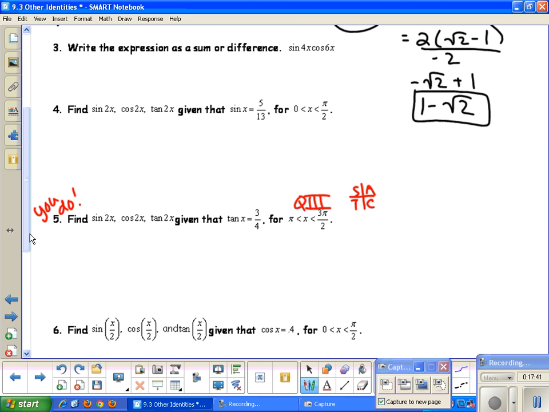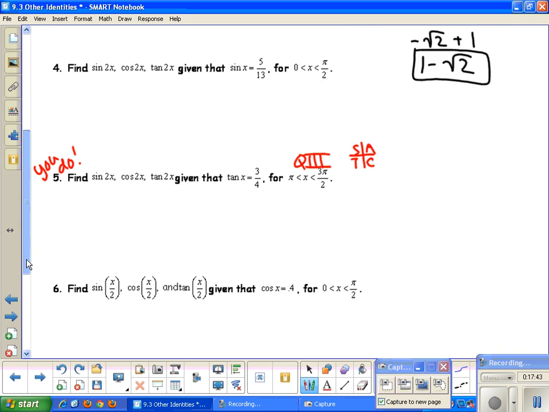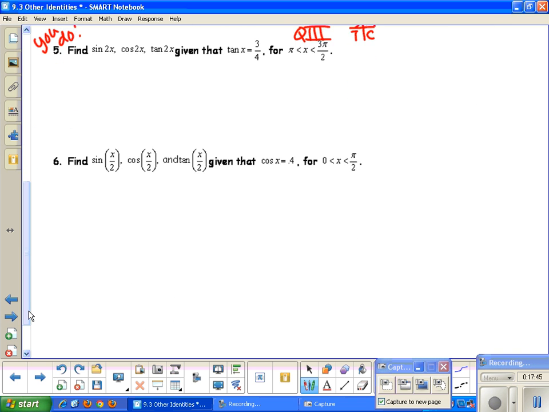We will do number 3 together in class, so you don't have to worry about that one. But let's look at number 6. So for number 6, it says find the sine half angle, cosine half angle, and tangent half angle, given that the cosine of x is equal to 0.4 for values of x in between 0 and pi over 2.